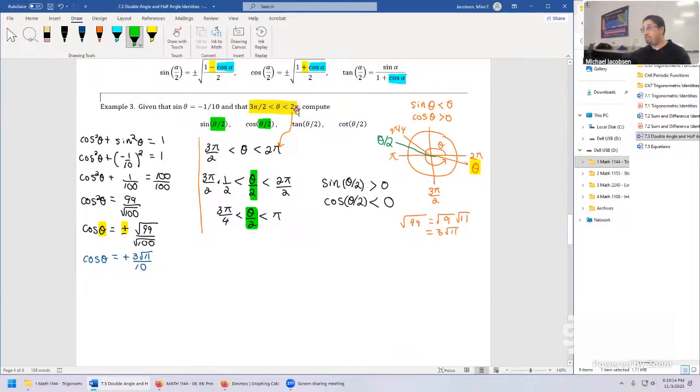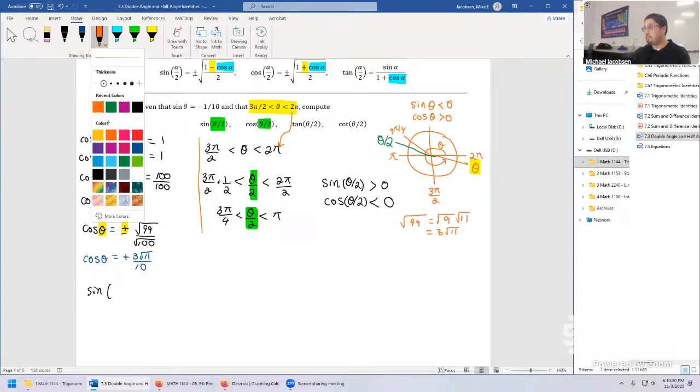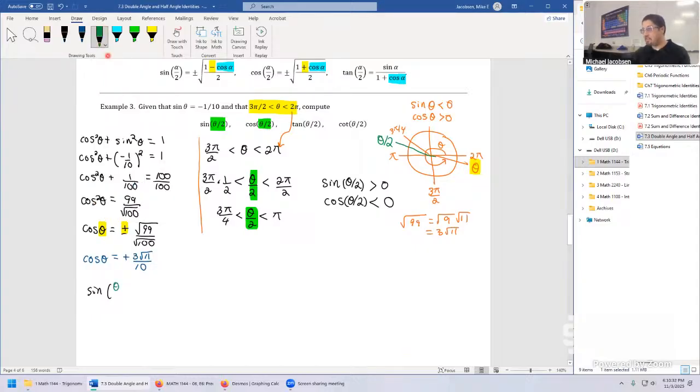We took this identity, divided it by 2 to get the 3 pi over 4 and pi, those two constraints here and here. So now for sine theta divided by 2, citing the identity above, we have sine theta divided by 2. Let's color code that just for emphasis. At its heart, it's either positive or negative square root 1 minus cosine theta, then divide by 2.